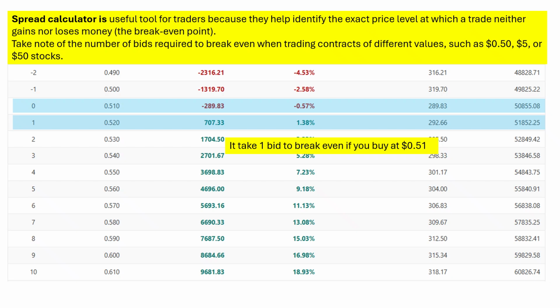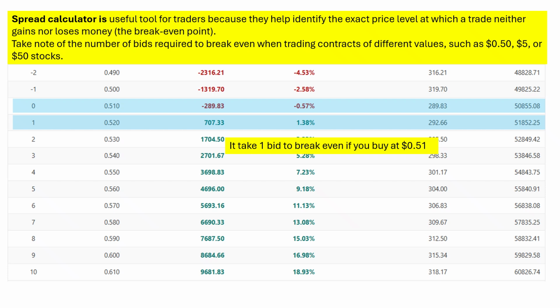Spread calculator is a useful tool for traders because it helps identify the exact price level at which a trade neither gains nor loses money, the break-even point. Take note of the number of bids required to break even when trading contracts of different values, such as 50 cents, $5, or $50 stocks.